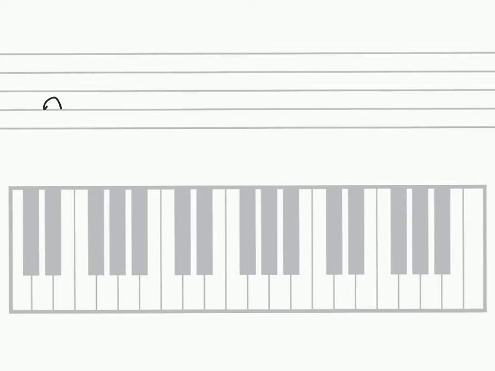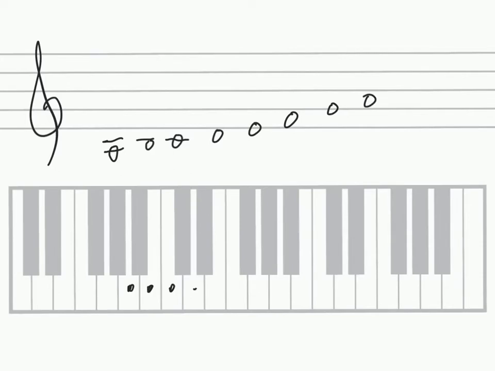We can write the notes here on the staff. I could write this an octave higher, of course, or if we're talking about the notes on the keyboard, we're talking about all of the white keys here. And that's the A minor scale from the little improvisation that I just played.